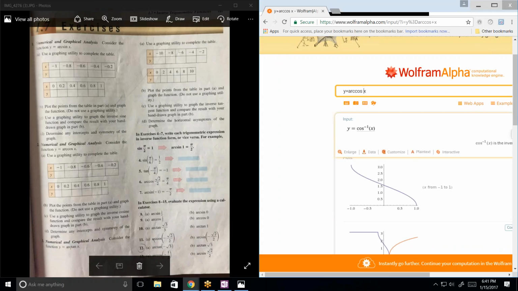Hold on, sorry. All right, let's see. How about intercepts? Is there an x-intercept? Yes. Where? 1, comma 0, okay. And there's a y-intercept where? Pi over 2, or 1.57. Good. All right, so we're down to problem number 3.